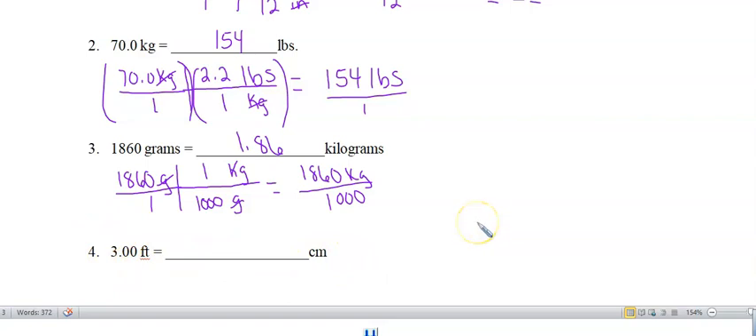So we've got feet and we're trying to get to centimeters. I'll come back down here. Let me go to the next page where we have those conversions. Let's see, do we have feet and centimeters? There's centimeters, but it's not to feet, it's to inches.